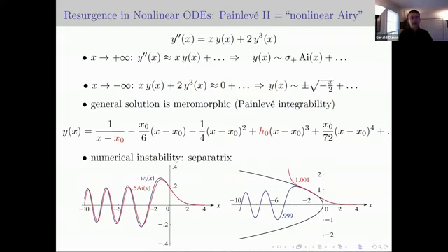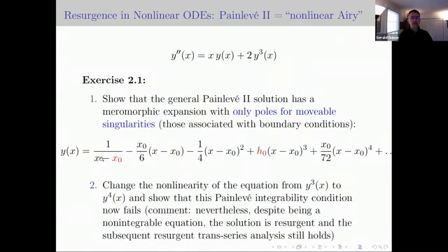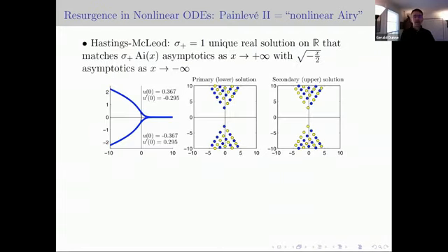So here's an exercise to start off. If you're not familiar with these, you can first verify that this is in fact the expansion in this equation. And then you can check, so the special thing is here that the only singularities are poles. There are no logarithms and no essential singularities. And if you change this y cubed to y to the fourth, you will see that that fails. And nevertheless, all of that I'm saying about resurgent transseries analysis can be repeated, even if it's y to the fourth here.